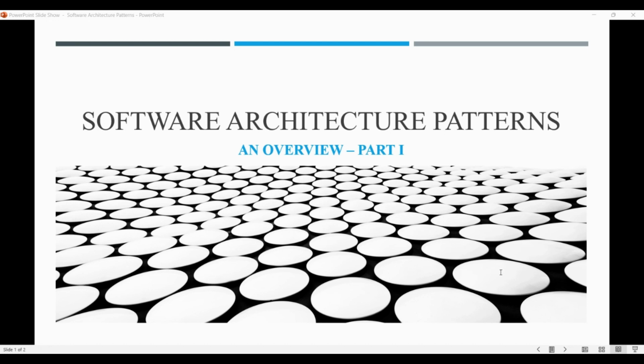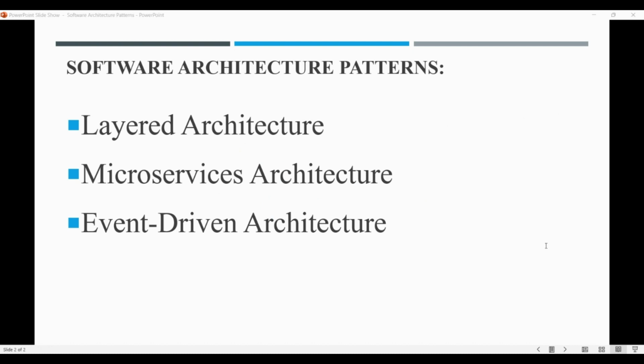And as an architect, you must always justify your architecture decisions. So when will you be able to do that? If you know what kind of architectural pattern you are following and why you have chosen this particular one for the particular and unique requirements of your project. So let's have a look at three of the most popular and commonly used architectural patterns.